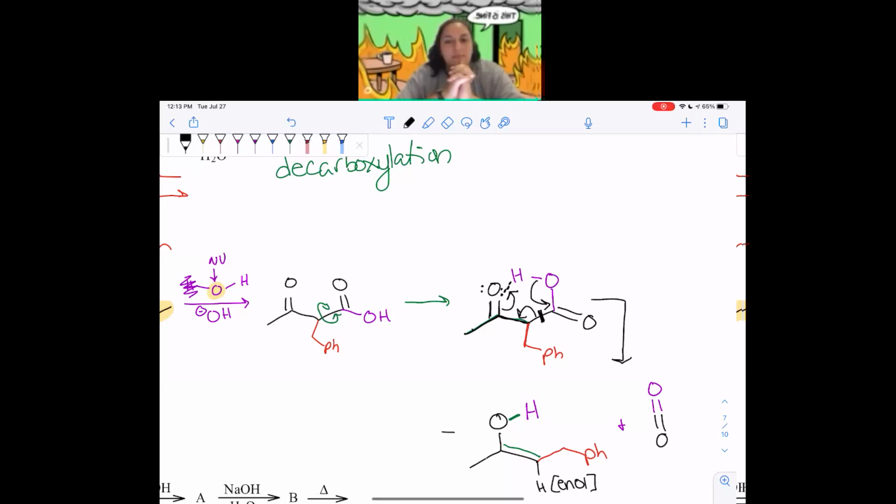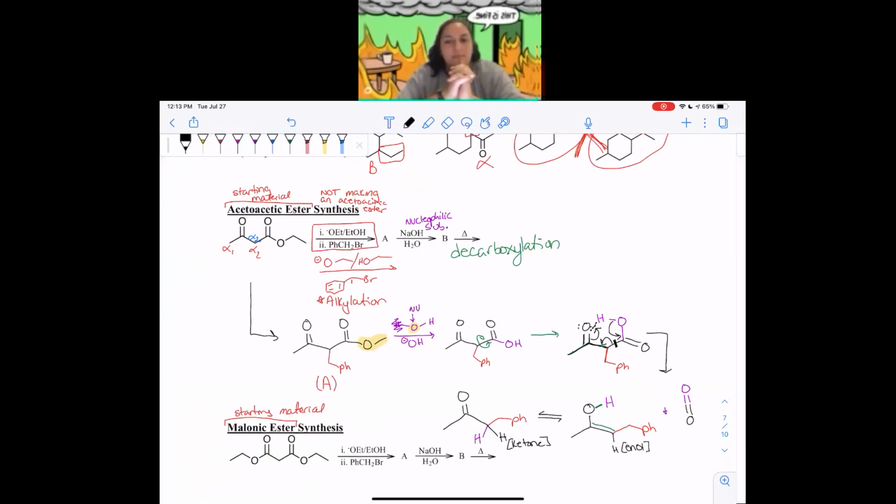And so just for funsies, we know that an enol can go back and forth and can turn into this. So this is the ketone. I know this one was kind of long. It was kind of a doozy. Any questions so far?